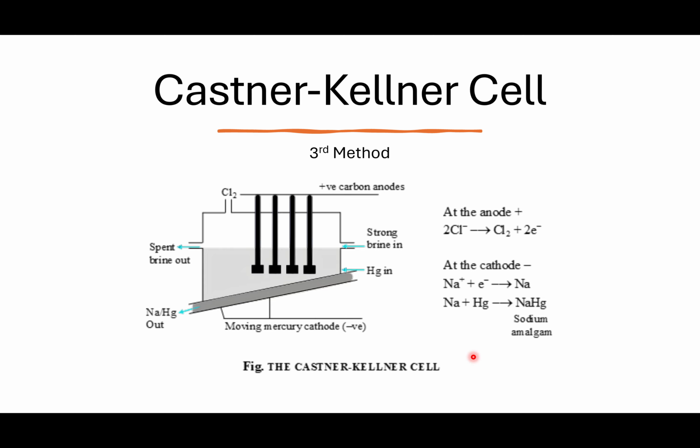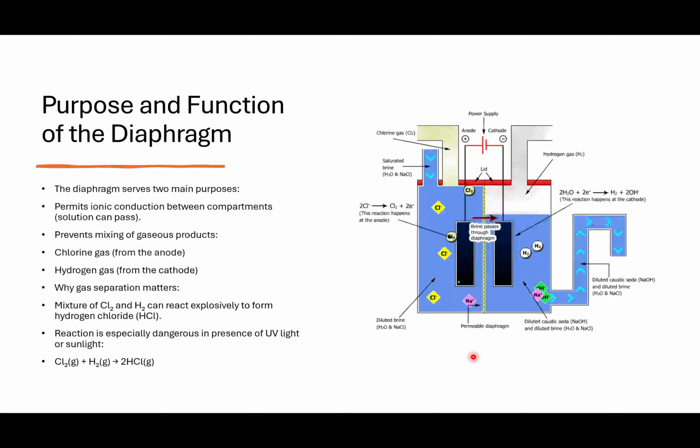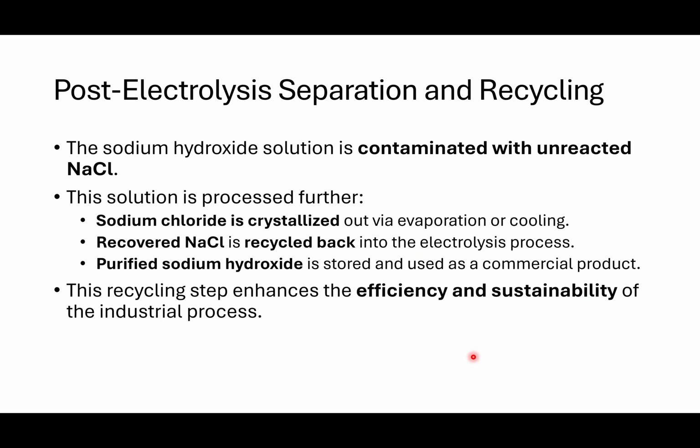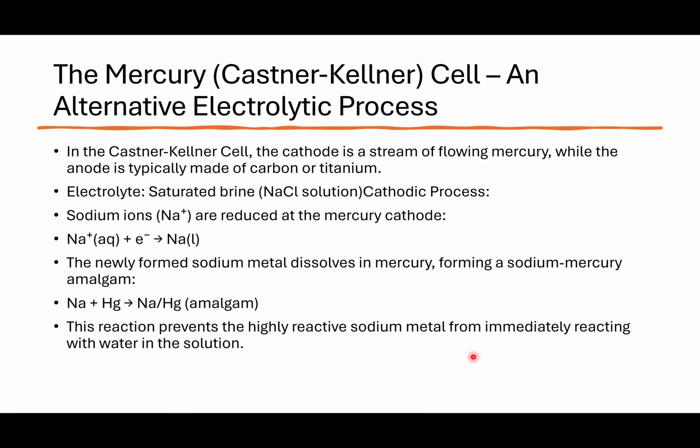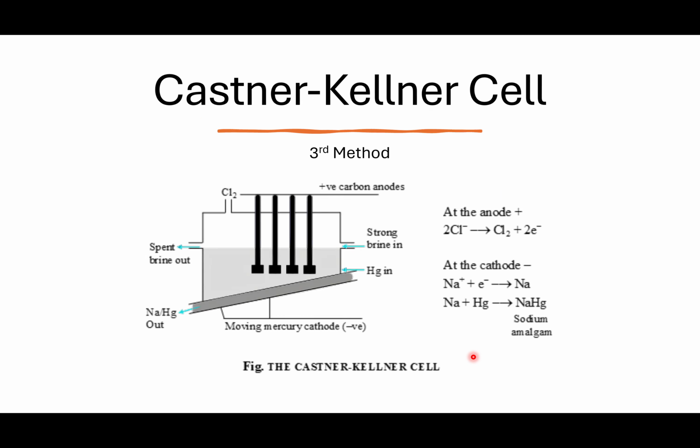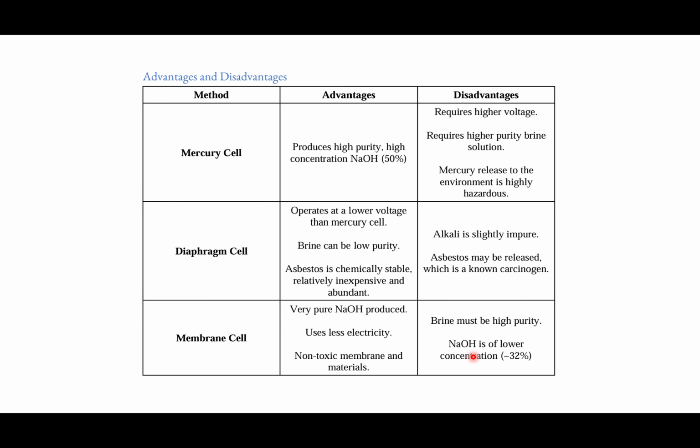Which industry is this cell under? We have three cells in the chloralkali industry. The diaphragm, which has an asbestos diaphragm, the membrane, which has a PTFE membrane, and we have the mercury cell. So it comes under the chloralkali industry, or chlorine. So we have the advantages and disadvantages of the different cells here: the mercury cell, the diaphragm cell, and the membrane cell.